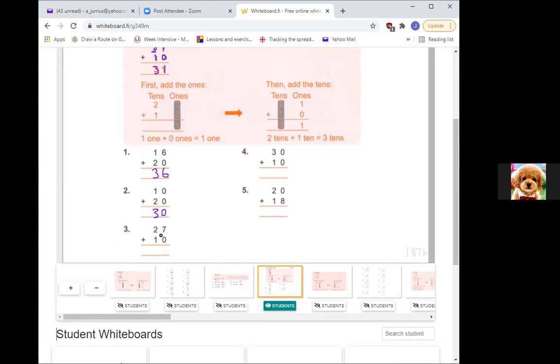Giselle, can you do number 3? 20 plus 18. So you're going to add first. 20 plus 18 equals 38. Okay, you're doing number 3, 38. Perfect. Well done.